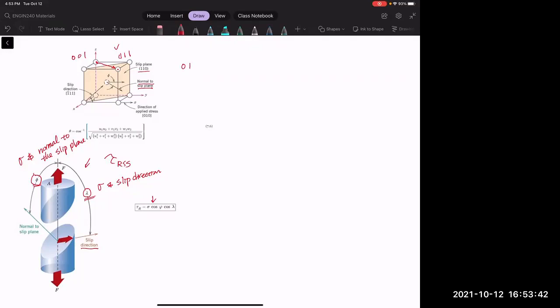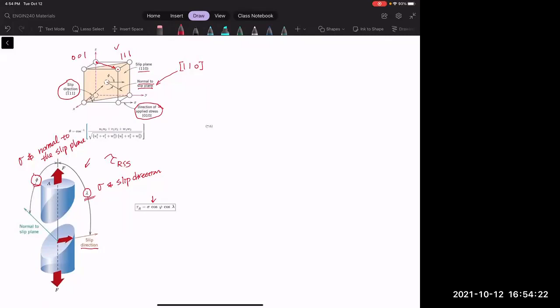Wait, this is 1, 1, 1. So 1, 1, 1 minus 0, 0, 1 is 1, 1, 0. So the normal to the slip plane direction is going to be 1, 1, 0. The direction of the applied stress is here, 0, 1, 0. And the slip direction, they also give you, which is negative 1, 1, 1.